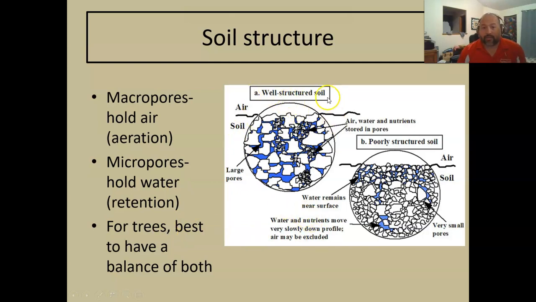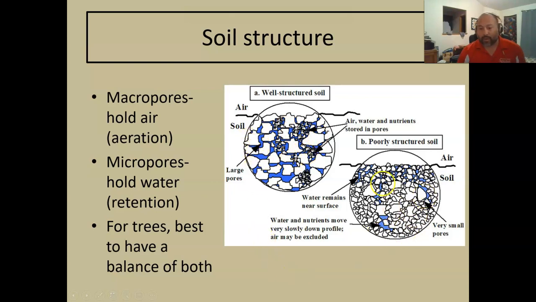So for trees, you'd want this well-structured soil here. We got our nice soil aggregates. We've got space for these large pores where we got lots of water in there, but we also got some room to have air in there as well. And we got our air and our water and our nutrients stored in the micropores and the macropores.